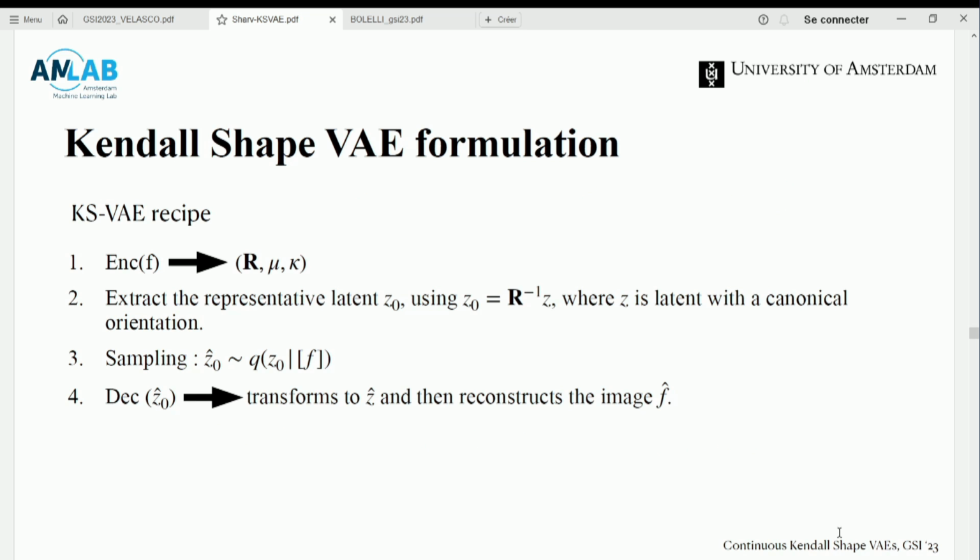All right, so again, just a recipe. We take this as an encoder. Then we have these three parameters that we can extract. Then we have a representative latent. Then we sample using the parameters that we extracted from the encoder, and then we decode it back.